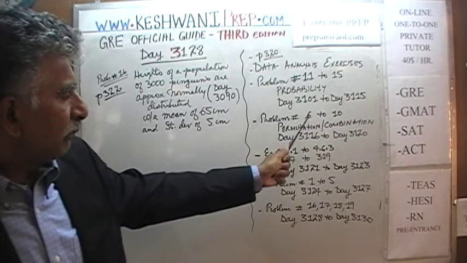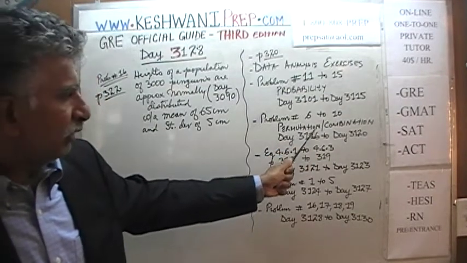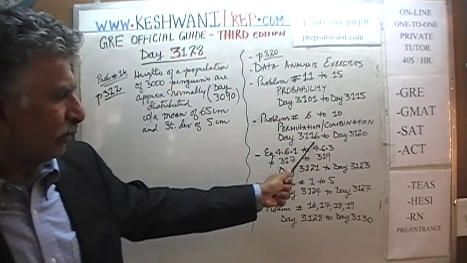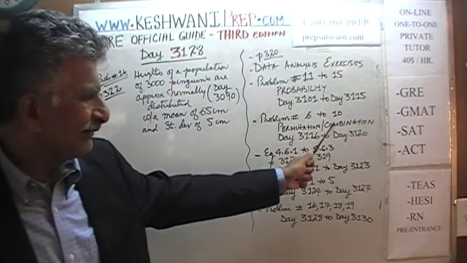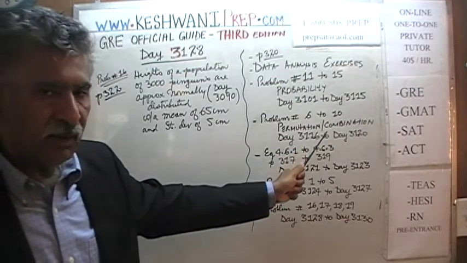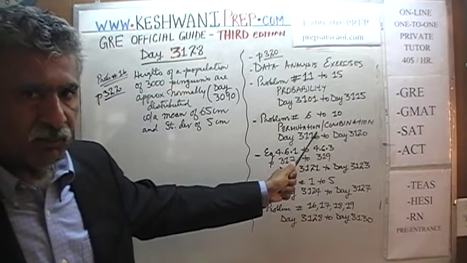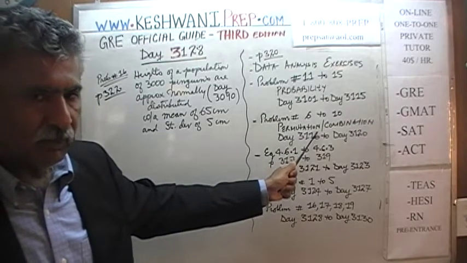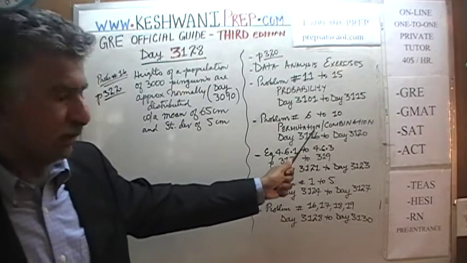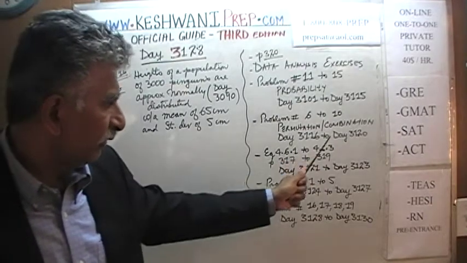Then we moved on and we picked up problems number 6 through 10, dealing with the topic of permutation and combination, from day number 116 through 120. This is the second half of the topic of permutation and combination, 6 through 10. The first 5 videos, days 1 through 5, were done earlier. There are altogether 10 lessons on the topic of permutations and combinations.